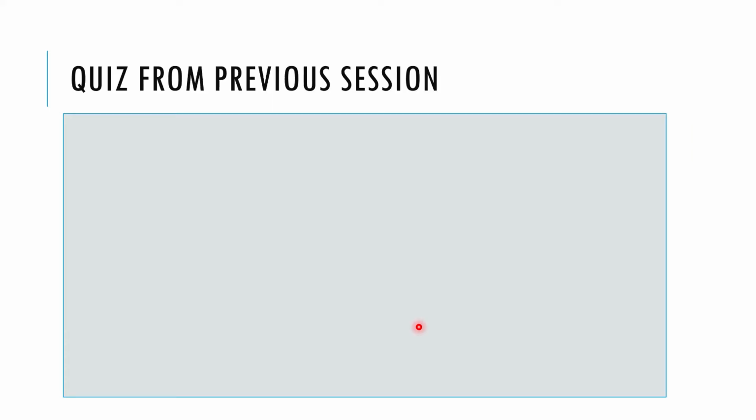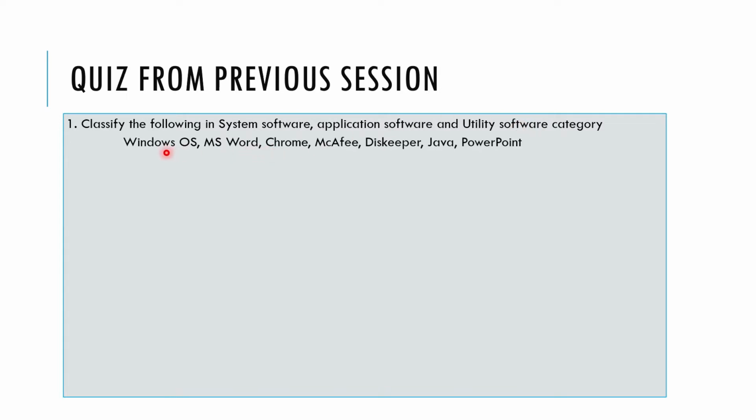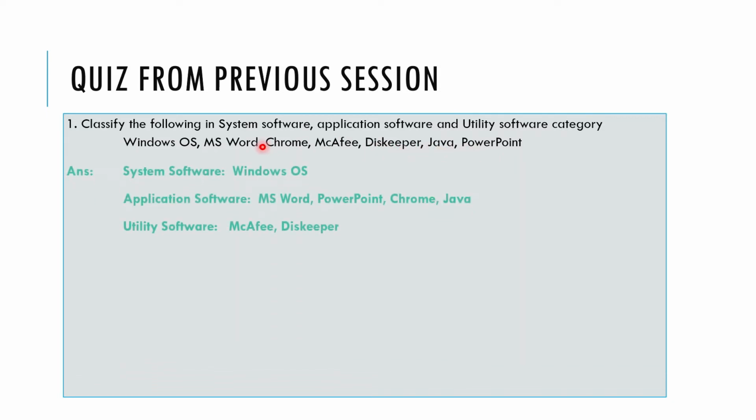So let's begin. The questions which we raised in the last session: classify the following in system software, application software, and utility software category. The options were Windows OS, MS Word, Chrome, McAfee, Diskkeeper, Java, and PowerPoint. The answer is Windows OS is a type of operating system which falls under the system software category. Then we have MS Word, PowerPoint, Chrome, and Java, which fall under the application software category. And McAfee and Diskkeeper fall under the utility software category.